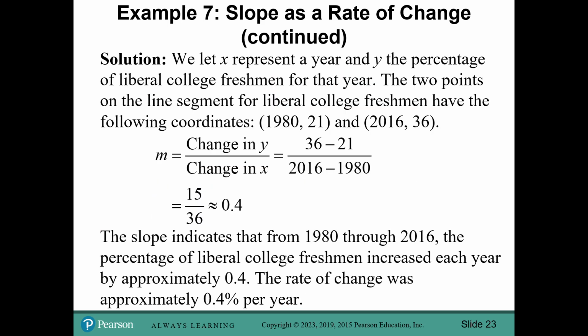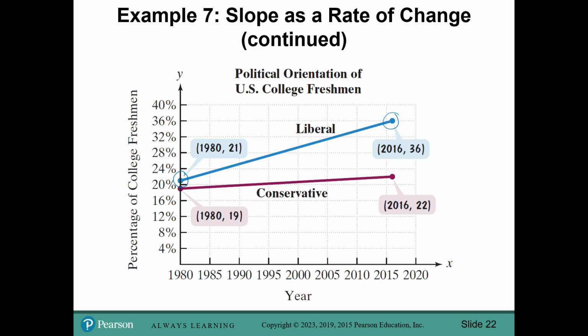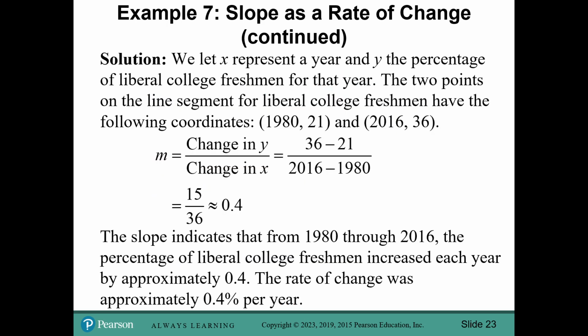So all we have to do is let x represent a year and y the percentage of liberal college freshmen for that year. The 2 points on the line segment for liberal college freshmen have the following coordinates: (1980, 21) and (2016, 36). We can clearly see that from the graph. It has it labeled for us where we circled them.